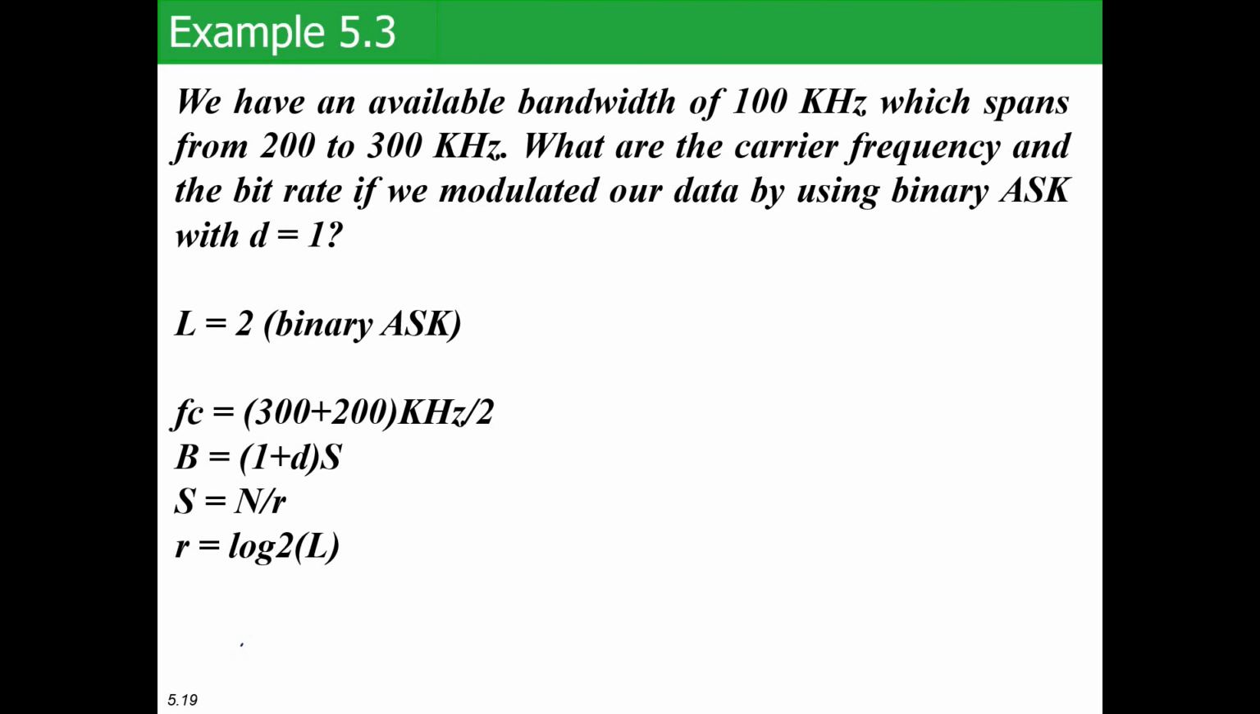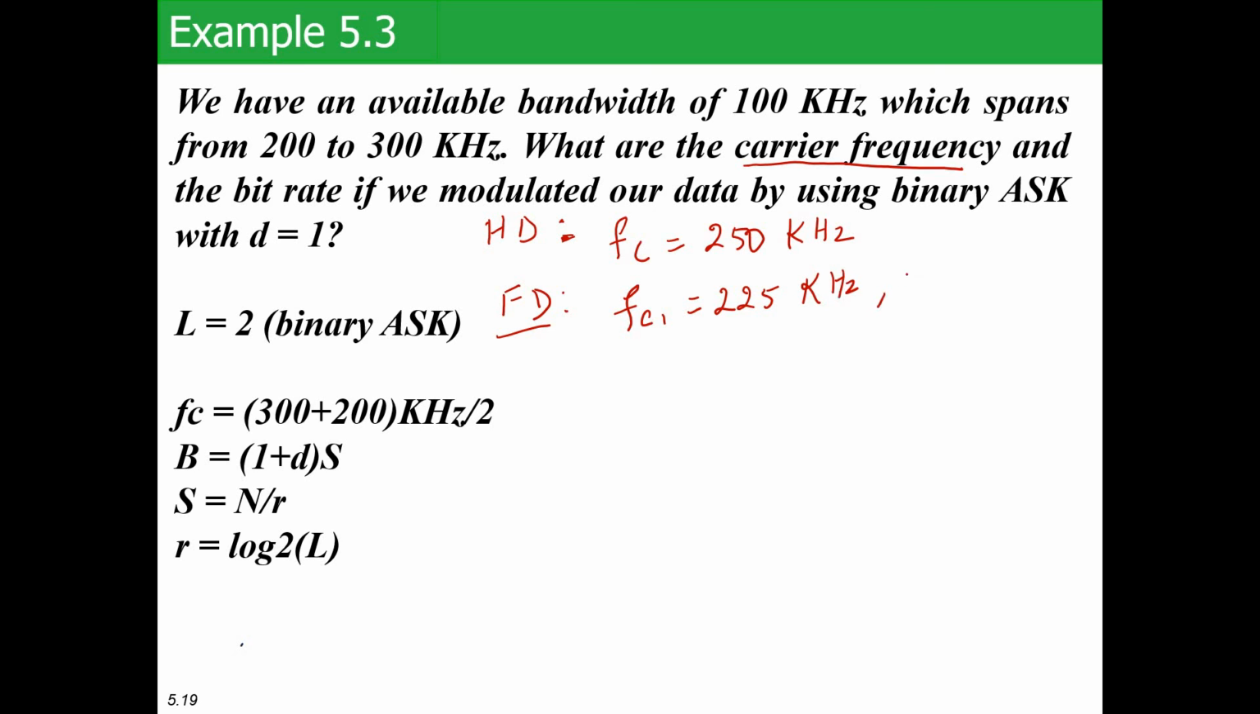Okay, now we have found the carrier frequency for this example. For half duplex communication, carrier frequency FC is equal to 250 kilohertz. For full duplex, the carrier frequency will be of two types. FC1 will be 225 kilohertz and FC2 will be 275 kilohertz.